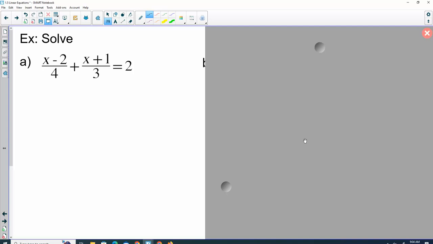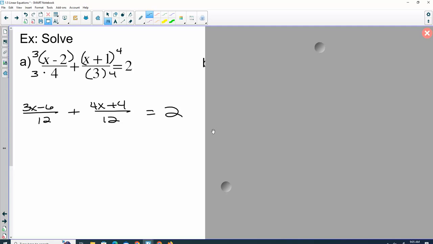Keep them? Okay. So the first one currently has a 4 on the denominator, so I'm going to multiply it by 3 on top and bottom to turn it into a 12. So that would give me 3x minus 6 over 12. Second one currently has 3 on the bottom, so to get a 12 I have to take it times 4 on top and bottom. So that's the 4x plus 4 over 12. So we're getting that common denominator like we've done in the past.